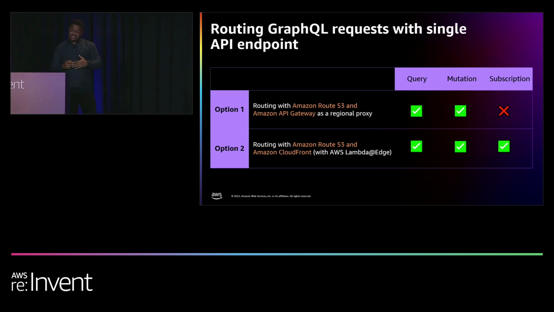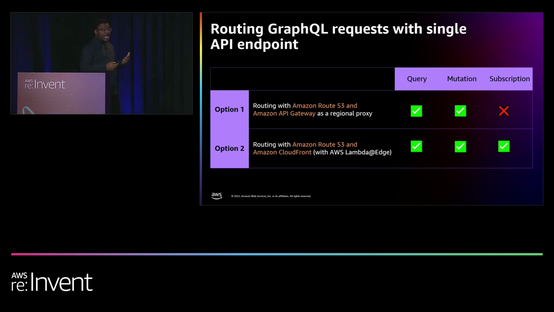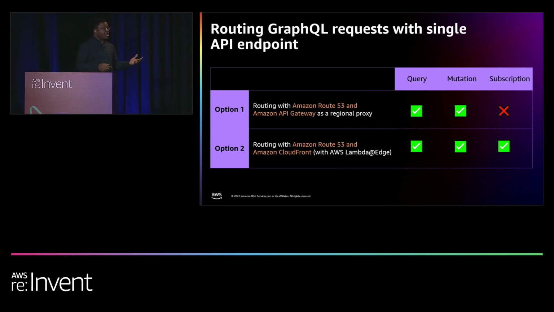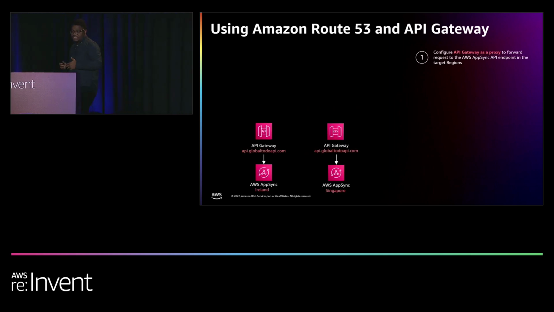Now, when it comes to the routing, these are the 2 options available. The first is to use Amazon Route 53 and Amazon API Gateway as a proxy to forward requests to your AppSync endpoint. This option supports queries and mutations, but does not support subscriptions. The second option is to use Amazon Route 53 with Amazon CloudFront with AWS Lambda at Edge. This option supports queries, mutations, and subscriptions. So in the next couple of slides, we'll go through each of the options and how to implement them. Let's start with Amazon Route 53 and using API Gateway as a proxy.